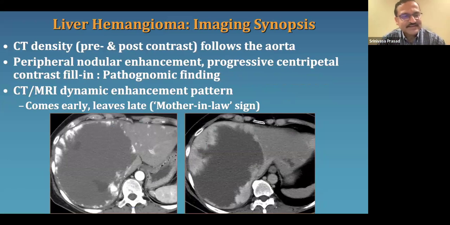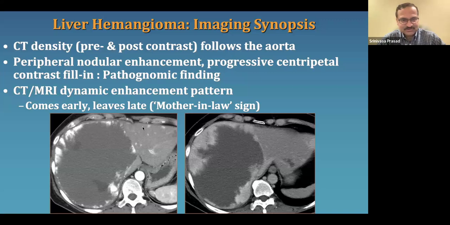The classic CT and MR findings and the dynamic enhancement pattern is the same. It shows peripheral nodular enhancement, and there is progressive centripetal contrast fill-in, which is pathognomonic for hemangioma. What is interesting to note is that the CT density of the enhancing components mirrors that of the abdominal aorta. So if you see something, either part or whole of the mass within the liver that shows similar attenuation to that of the aorta on various phases.